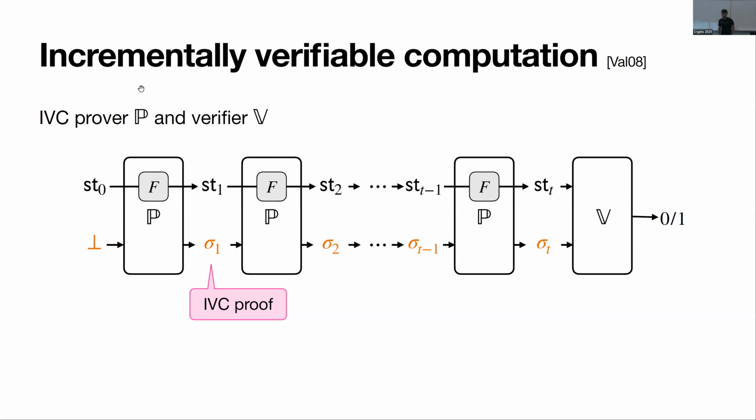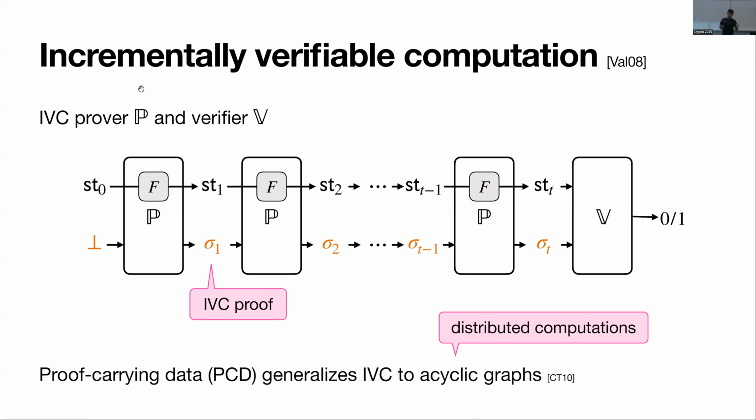And at any point in time, I can just run the IVC verifier on the current state along with its proof to verify its correctness. So the key efficiency property here is that the cost of the prover and the cost of the verifier are only proportional to a single step of the computation rather than the full history. I should also mention that there's a generalization of IVC called proof carrying data. If you imagine IVC as proving a line computation, PCD proves a graph computation, or a tree. This is useful in settings where there are more distributed computations.